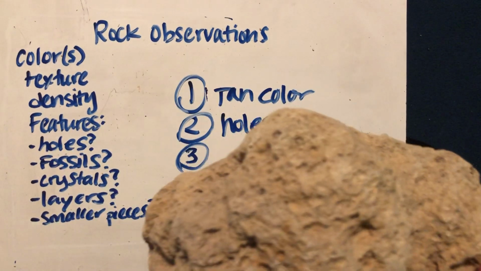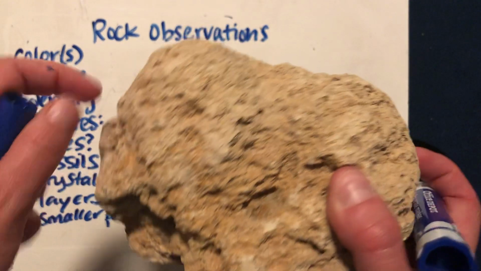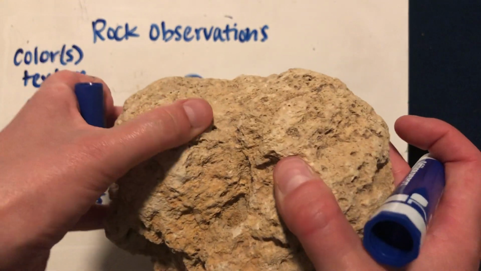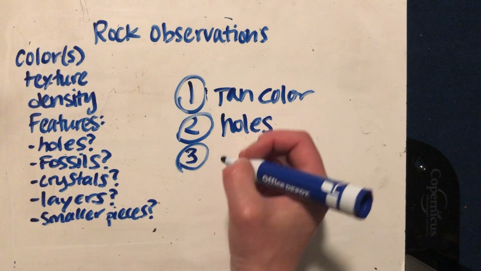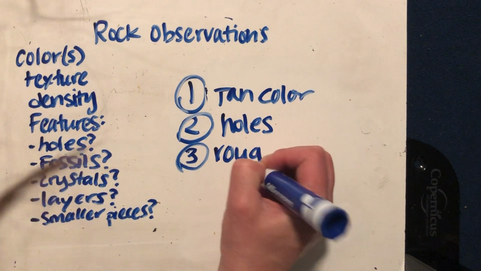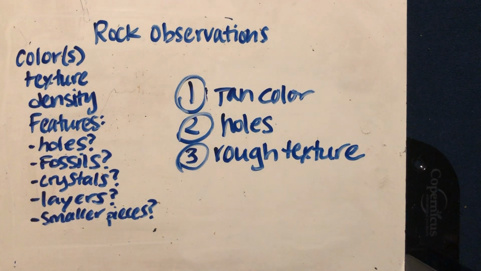Right, and then I'm looking over here and I've done texture or color. I'm going to do texture now. So if I am feeling the surface of it, it is really bumpy. So it has a rough texture. All right, and I have my 3 examples there done.